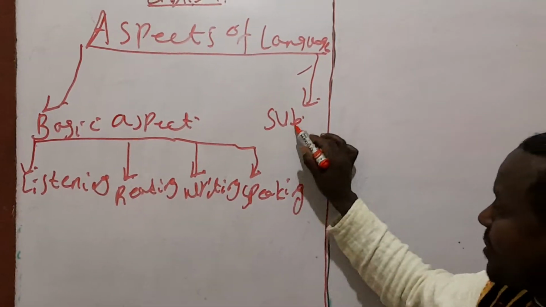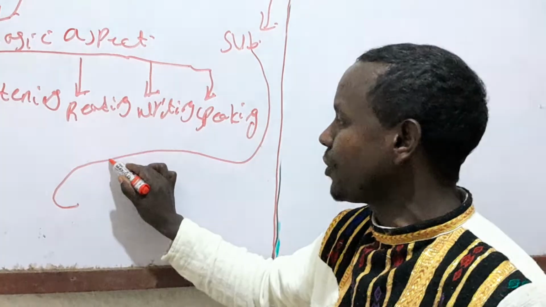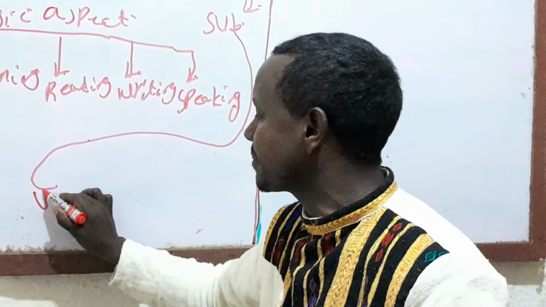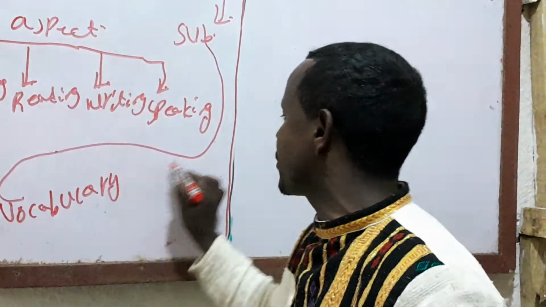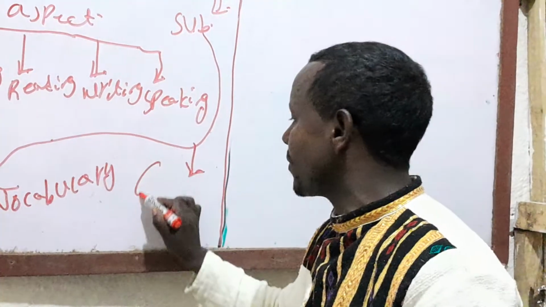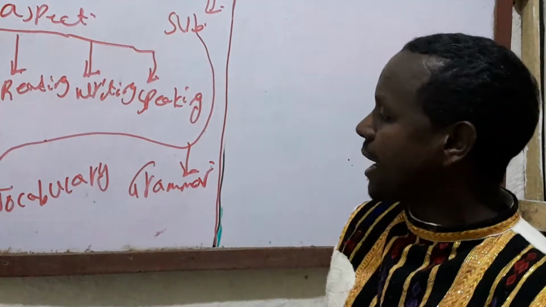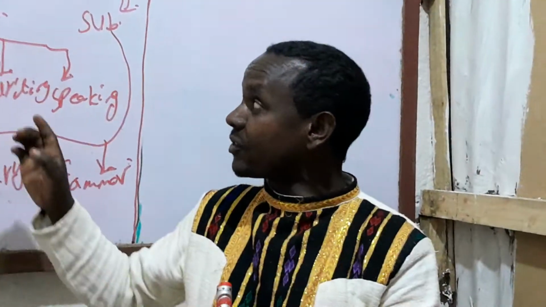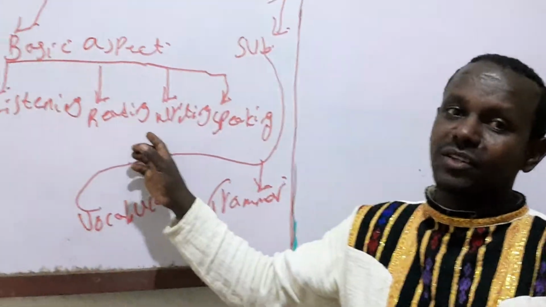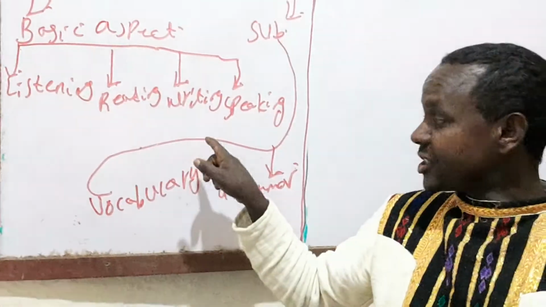But when we come to the sub-aspects of language, that is vocabulary, and what? Grammar. Right? Vocabulary and grammar are the sub-aspects of language. So when we deal with language, we try to focus on these 6 aspects. That means the 4 basic aspects and the 2 sub-aspects.